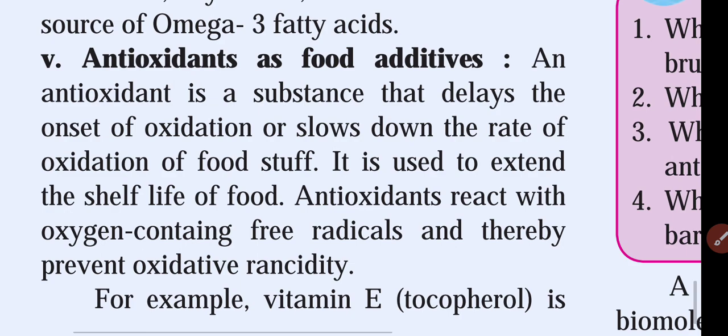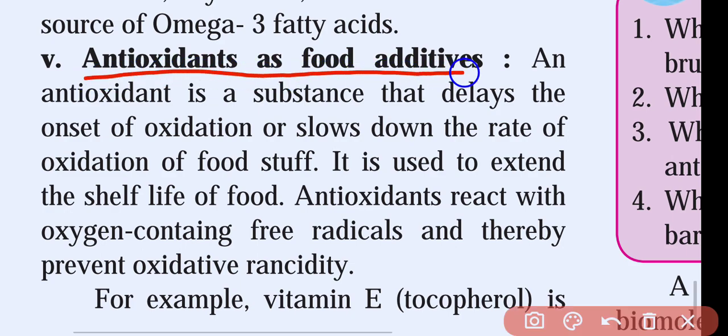In the previous lectures we have started chapter number 16, chemistry in everyday life. In that we have studied up to omega 3 fatty acids. Today we are going to study antioxidants as food additives. You know that the oxidation process is also responsible for the spoilage of food. In order to prevent that food spoilage, we have to use antioxidants.